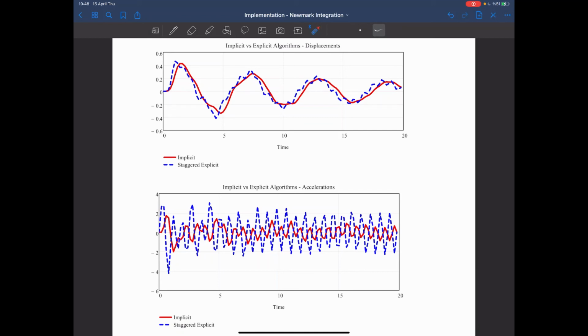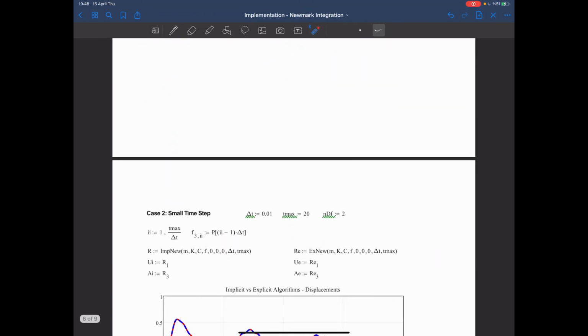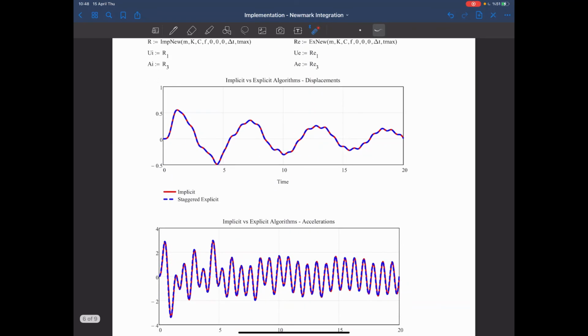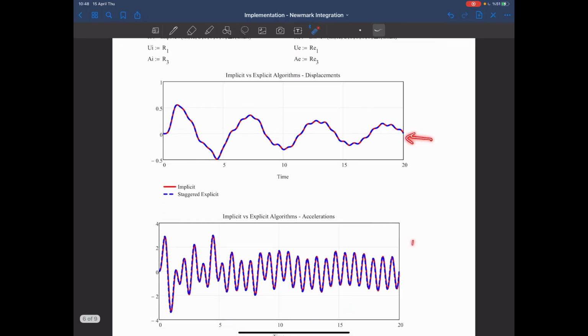So we know that 0.2 is a large time step that gives us lots of errors, so I'm reducing it. For the third case, I will be using a delta t equal to 0.01, and in that case you see both algorithms give me the same result. So the explicit algorithm is more computationally advantageous, and if I use a small time step, I get exactly the same results as with the implicit algorithm for this particular problem.